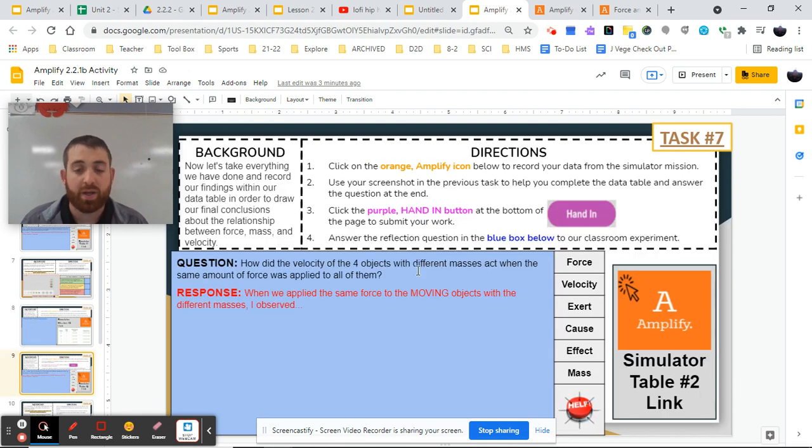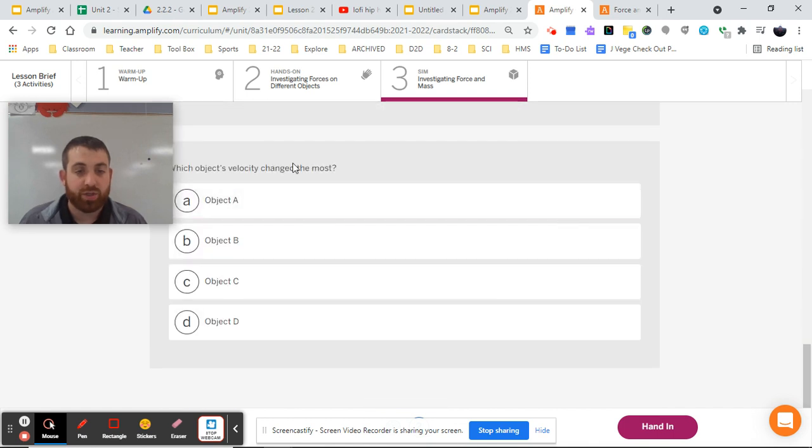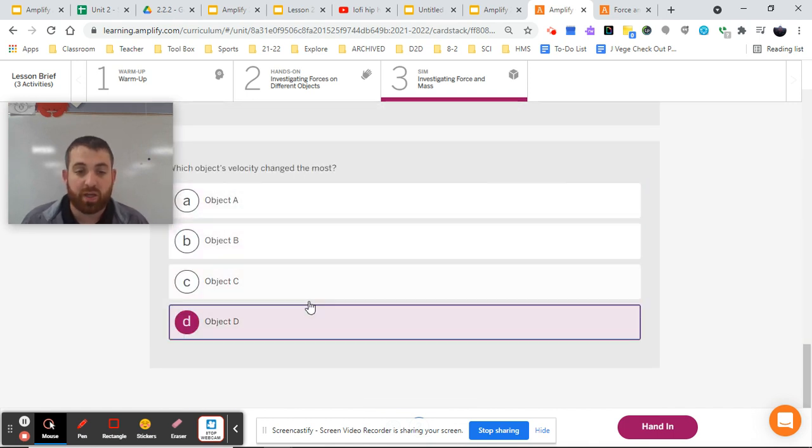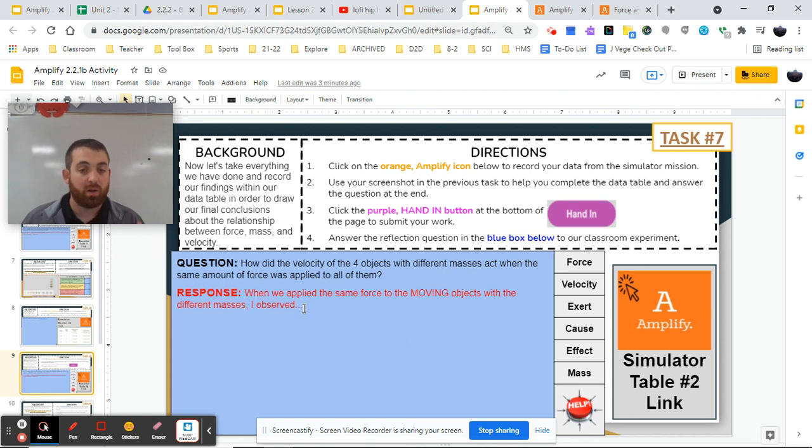From there, as always, you're going to go into the Amplify page and record that change in data. Remember, you can find that in the far right column of your screenshot. From there, we're going to use that data to answer this question: which object's velocity changed the most? Picking whatever object you feel it is and hitting the hand in button. From there, we're going to come back and we're going to talk about, well, how did that velocity of those 4 objects with our different masses act when they had the same force applied? Thinking about the fact that they're moving this time.